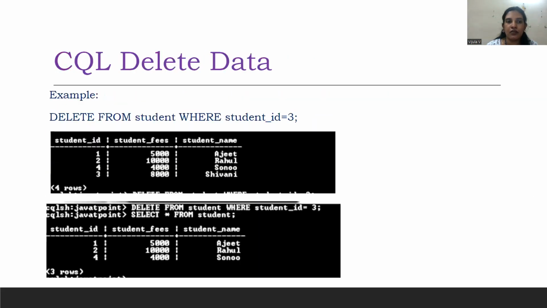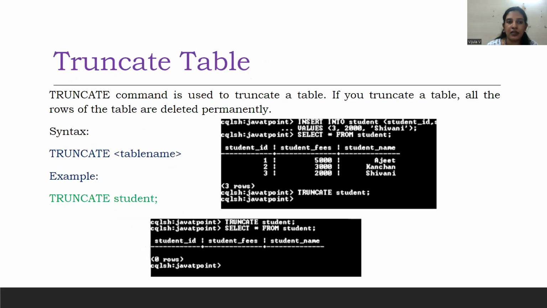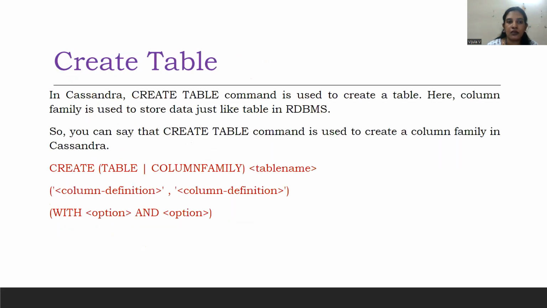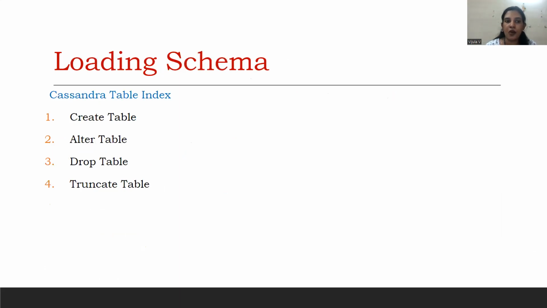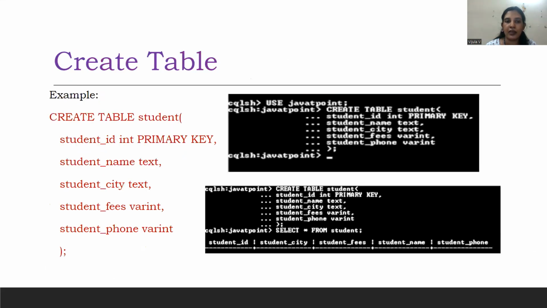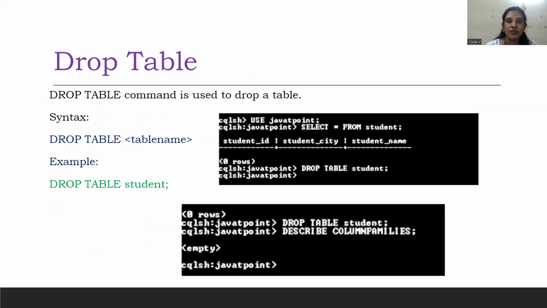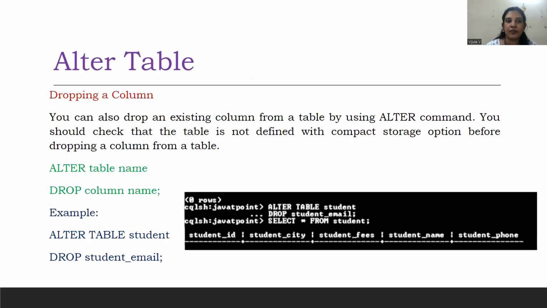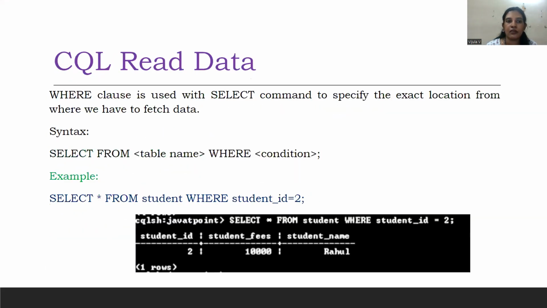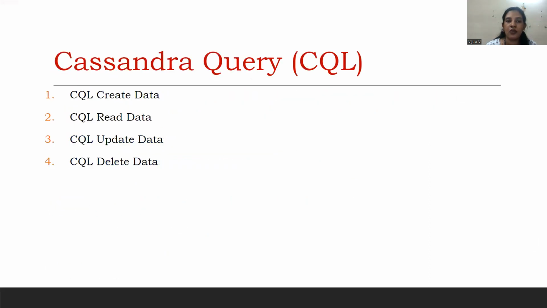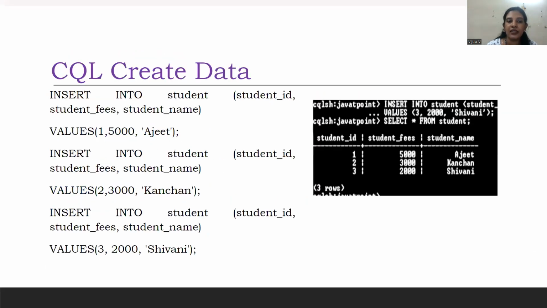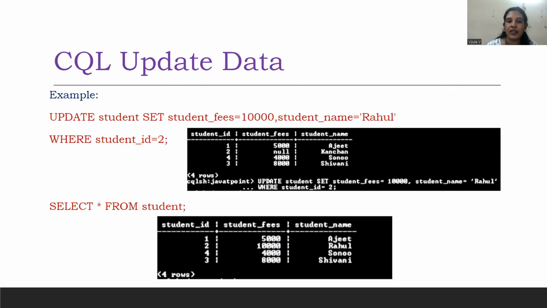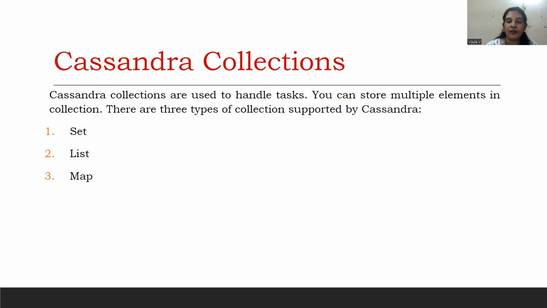So I'll just give a revision, a go through of what we have seen. We saw how to load the schema, how to create table, alter table, drop table, and truncate table with their commands and given student table examples. And we also saw Cassandra query language on how to create data, read data, update data, and delete data with their respective examples. And we saw about Cassandra collections: set, list, and map.